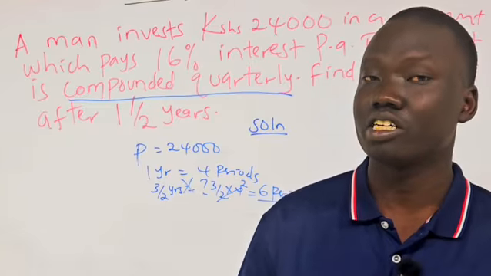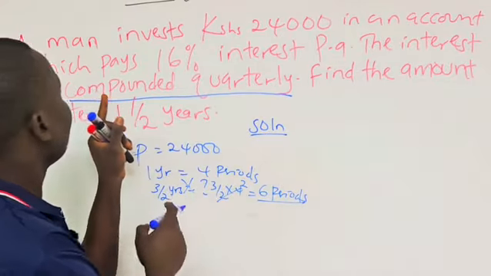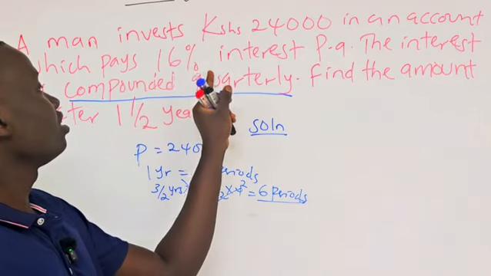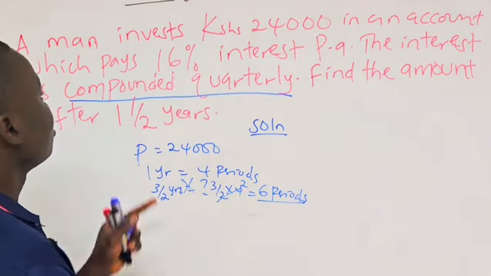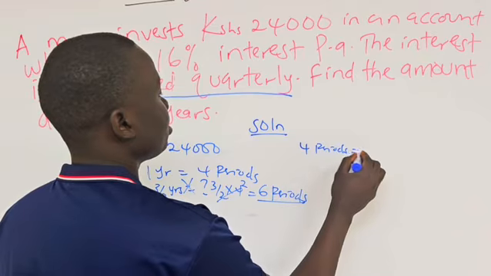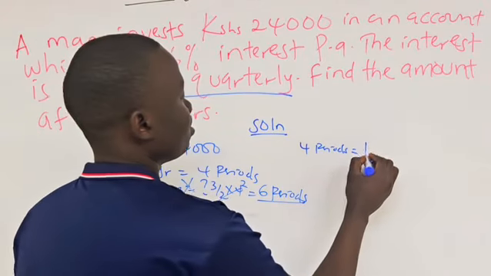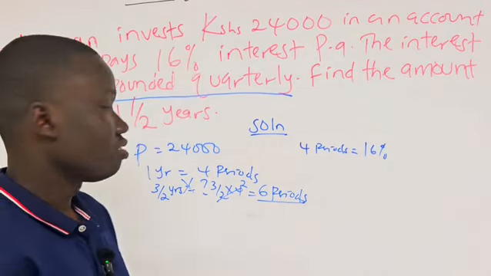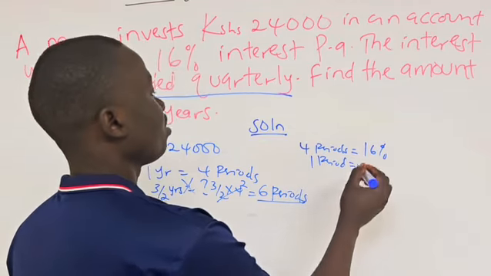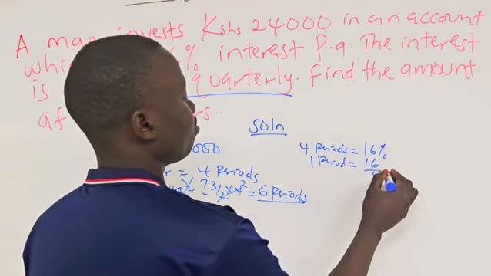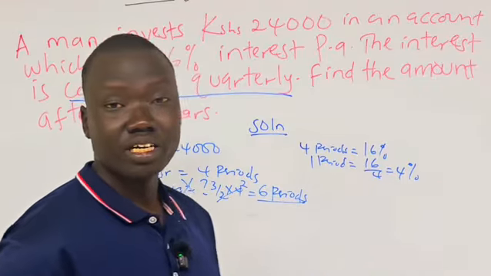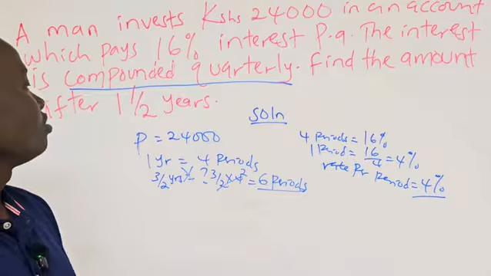Now get the rate per period. How do we get the rate per period? Remember, this one here is the rate for 1 year, and we have 4 periods in a year. So 4 periods is equivalent to 16%. What about 1 period? We are going to have 16 out of 4, that means 4%. So we are going to use 4% per period.